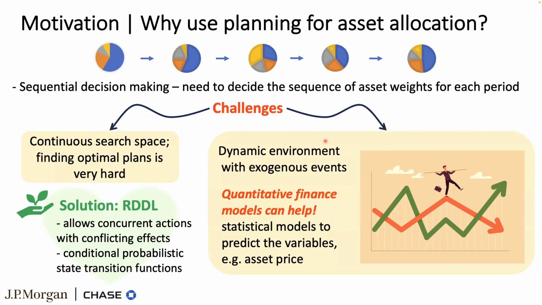And the second challenge, which makes the problem of continuous space even worse, is that the environment is highly dynamic with exogenous events happening all the time in the market, right? And so in this case, it's extremely difficult for planning models to accurately predict the next states and outcomes of the actions that the user is supposed to take.